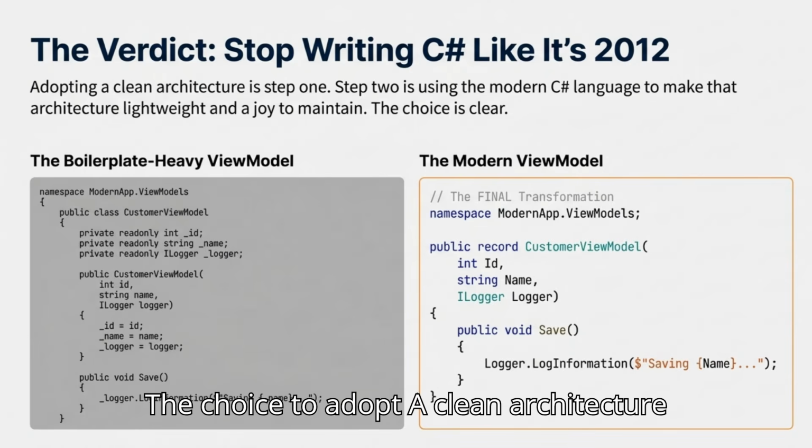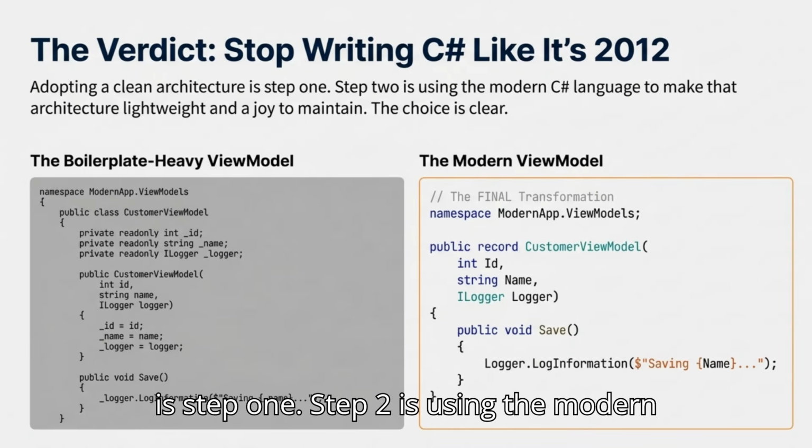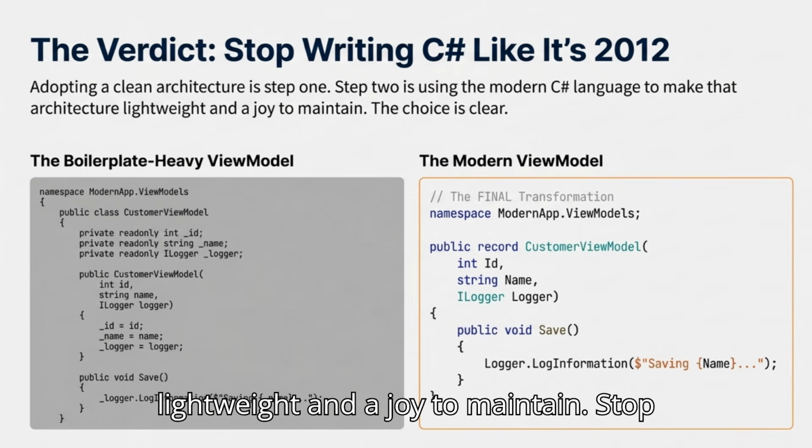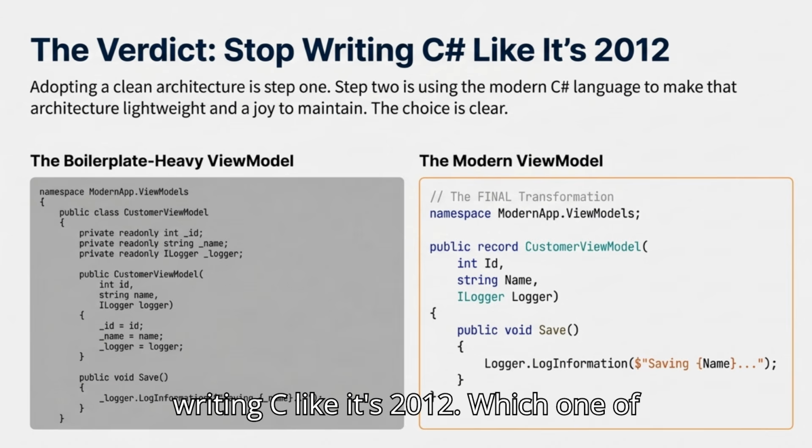The choice to adopt a clean architecture is step one. Step two is using the modern C Sharp language to make that architecture lightweight and a joy to maintain. Stop writing C Sharp like it's 2012.